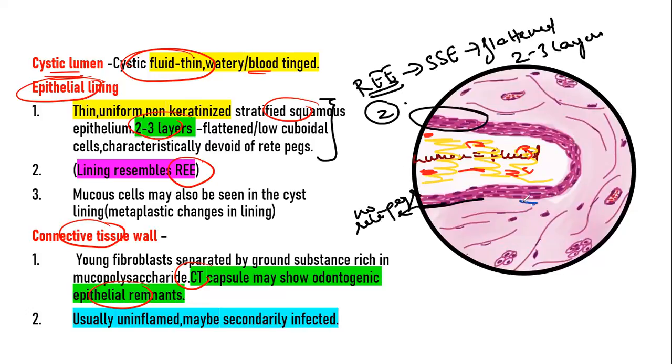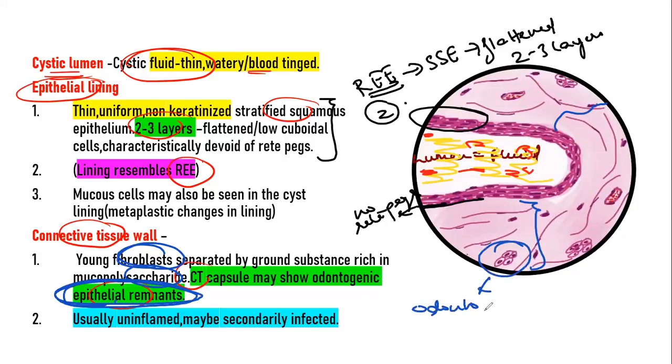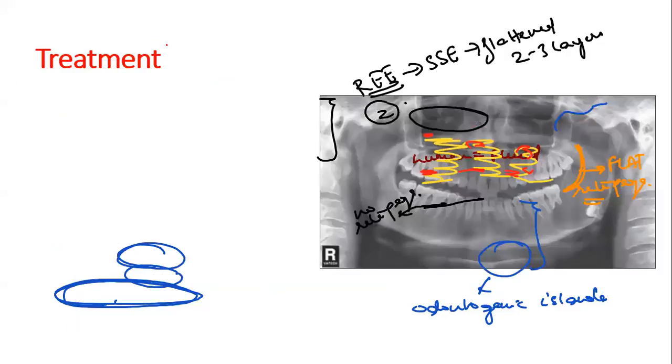And the third thing is the connective tissue capsule. This is your normal capsule with fibroblasts, mucopolysaccharide, and sometimes epithelial remnants, right? So these are called your odontogenic islands, which are present within the connective tissue capsule. So again, mentioning about this point that I had talked about, the connective tissue interface with the epithelium lining is usually flat, and there are no rete pegs unless the cyst is secondarily infected. So the cystic lumen, epithelium lining, and connective tissue capsule.